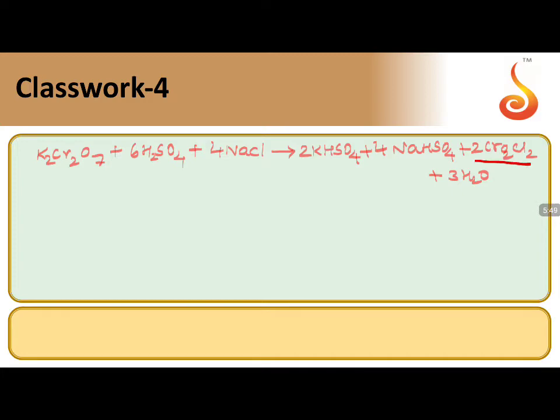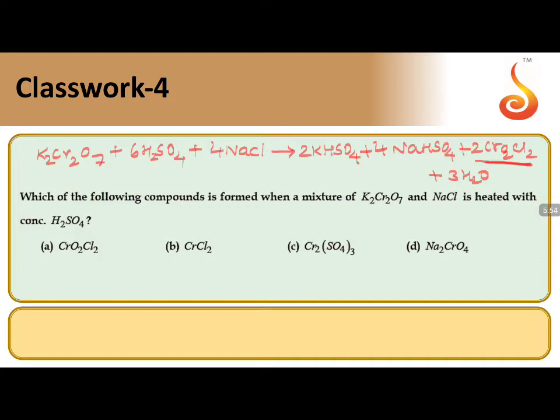So what is the resultant formed here? CrO2Cl2. Let us see the answer which is given in this particular one. CrO2Cl2 is formed in the product, and so the answer for this should be option A.